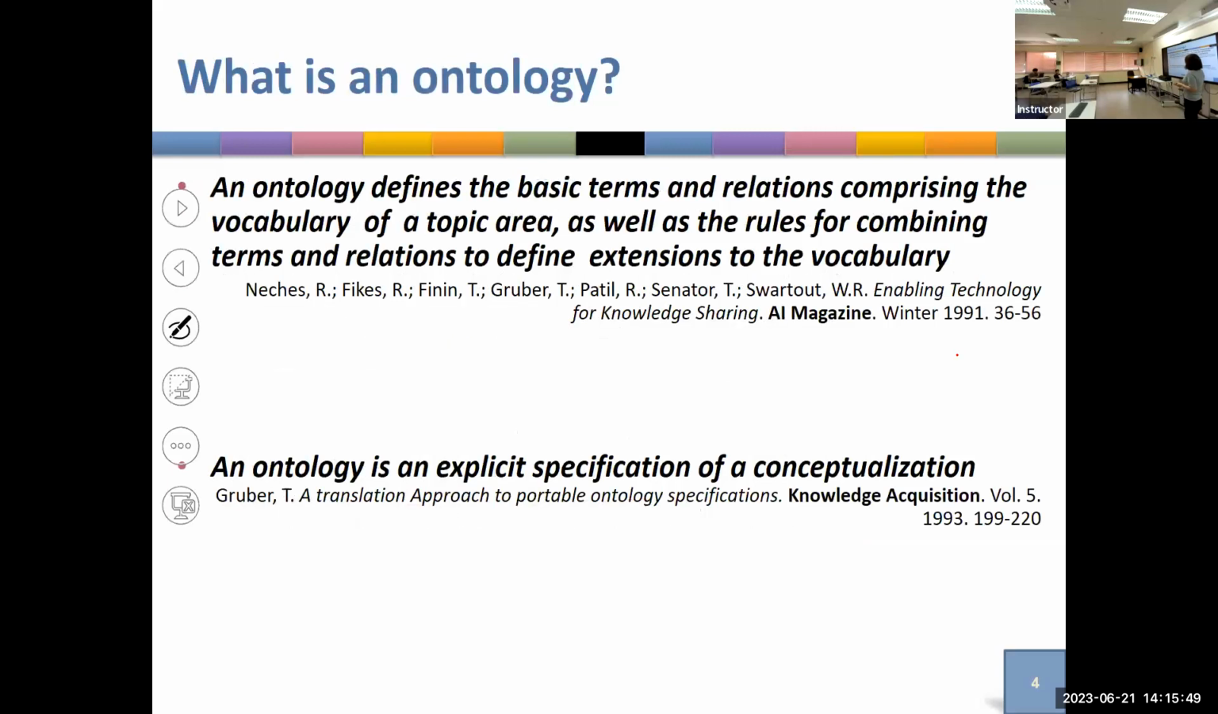And let's look at a few definitions of ontology defined by several researchers. Ontology is not a new term. It has been defined, for example, from 1993, 1991, and so on. So what does it mean when we say shared understanding of a domain?